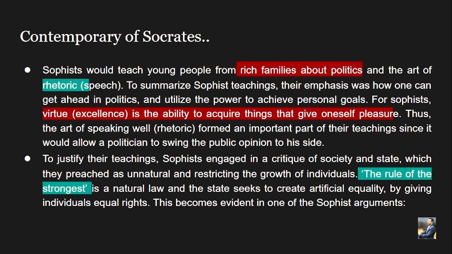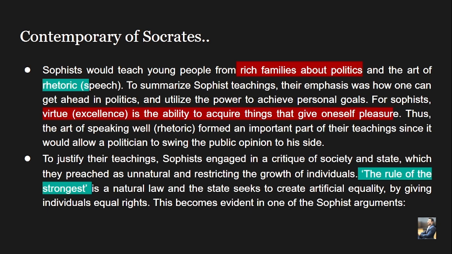To summarize sophist teaching, their emphasis was how one can get ahead in politics and utilize the power to achieve personal goals. This is the basic agenda of their discourse or preaching: how can one get ahead in attaining power and utilize that power to achieve personal goals, right? So here, in contrast to Socrates or Plato, who were talking about the welfare of society or the people at large, the sophists were basically inward-looking or individualistic in nature. They are talking about their personal achievement and personal goals. From here the later individualistic school of thinkers will be emerging.